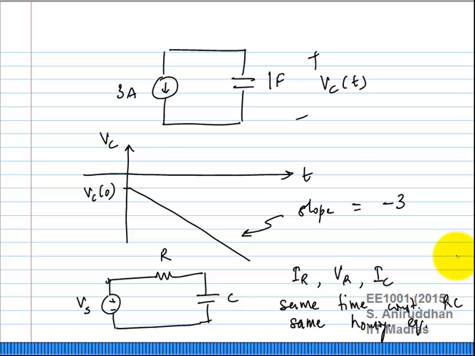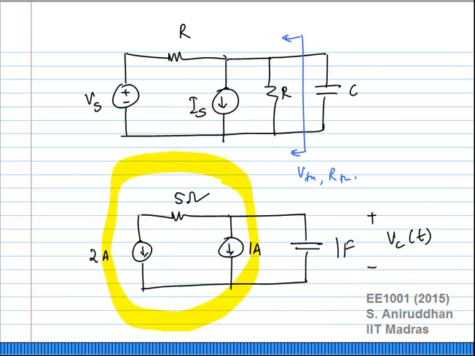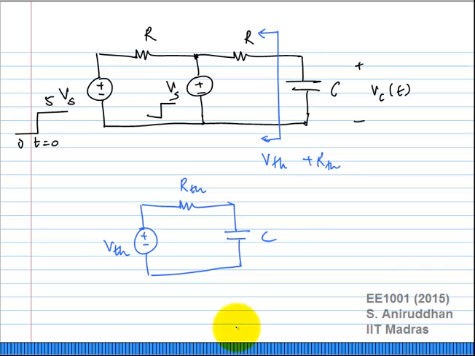Now let us go back. You look at this case. What is R Thevenin here for this particular case where I had VS and R, and VS and R in parallel? What is it?